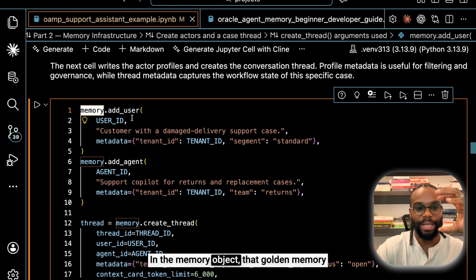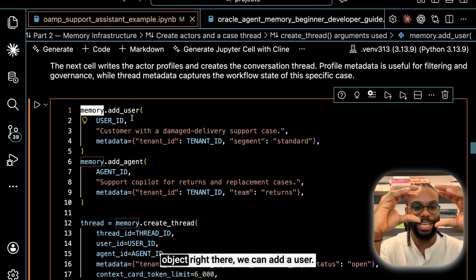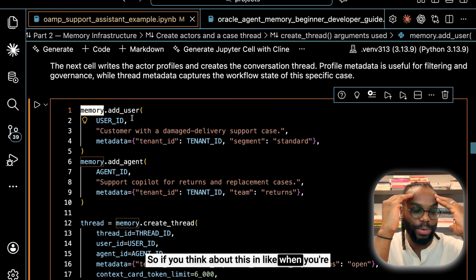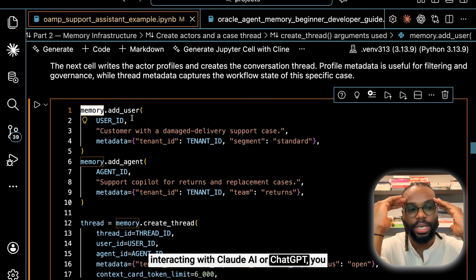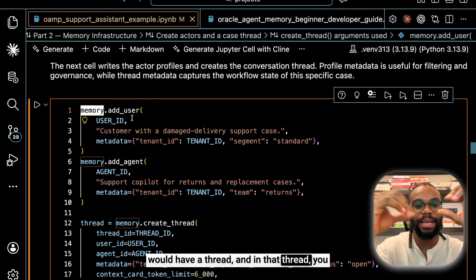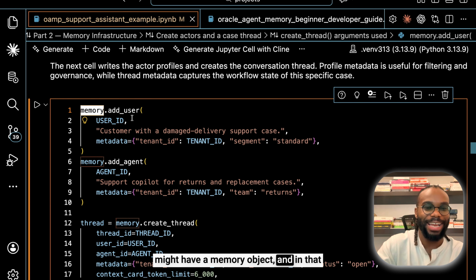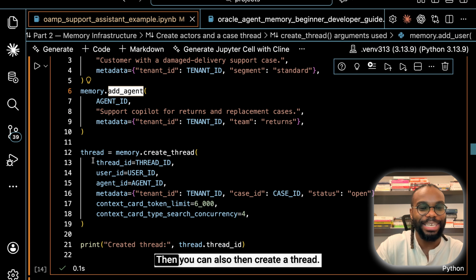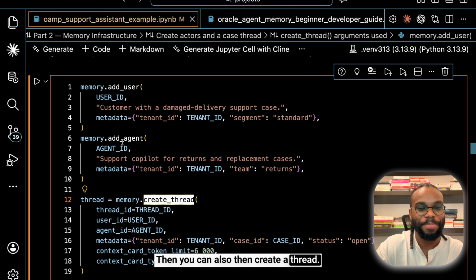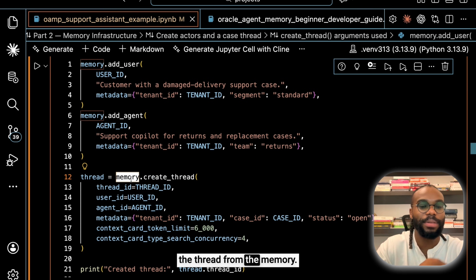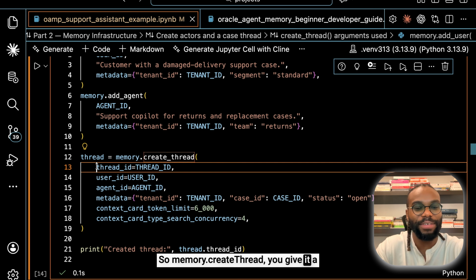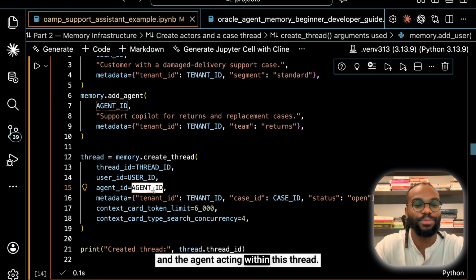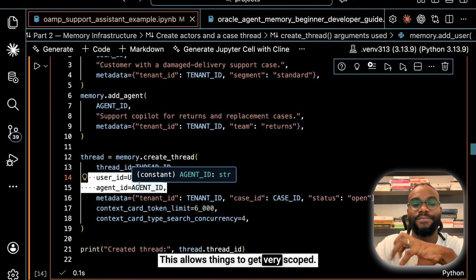In the memory object, that golden memory object right there, we can add a user. So if you think about this when you're interacting with Claude AI or ChatGPT, you would have a thread. And in that thread, you might have a memory object. And that memory object can hold the user, and it can hold the agent that acted in the thread. Then you can also create a thread. You can actually literally create the thread from the memory. So memory.create_thread, you give it a thread ID, which will represent the conversation, and represent the user and the agent acting within this thread.